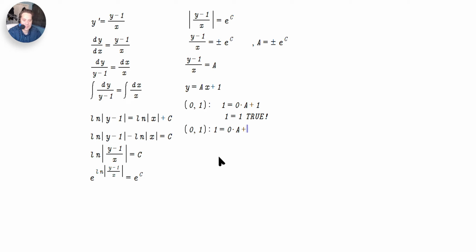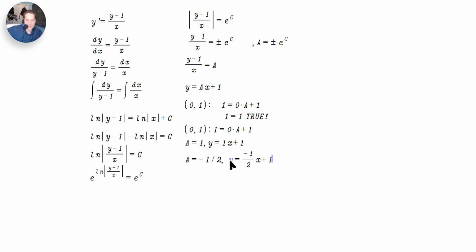And then plus 1. In other words, if a is 1, then we would have y is equal to 1x plus 1. That works, no problem, because when x is 0, y is 1, and you have 1 equals 1. If a is negative 1/2, guess what? That also works, because that would give you y equals negative 1/2 x plus 1. That also works, again, because when x is 0, then negative 1/2 times 0 is 0.